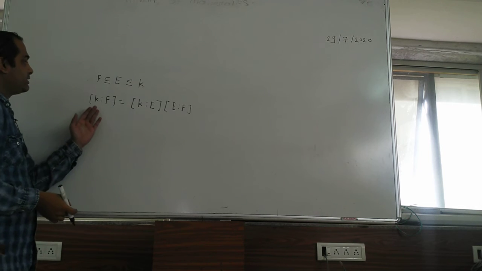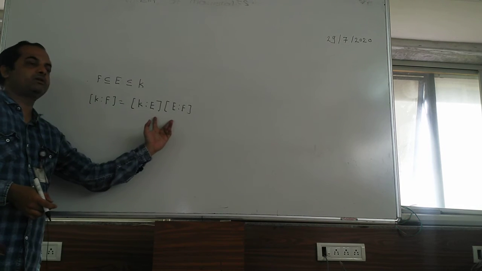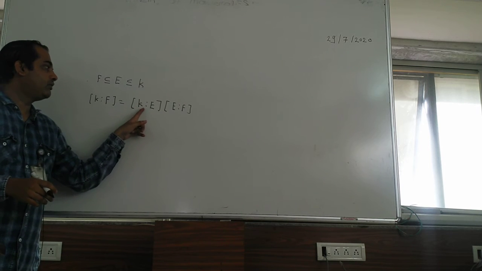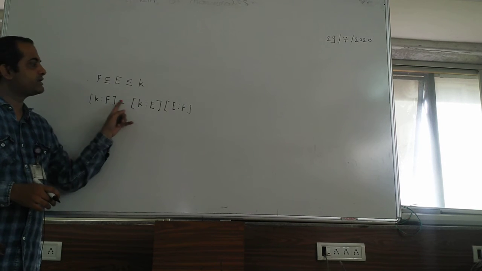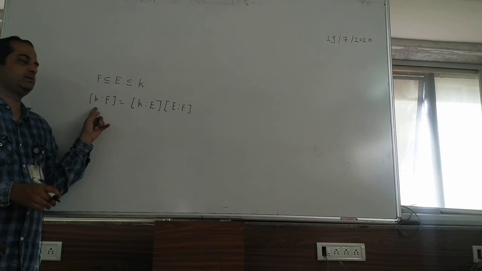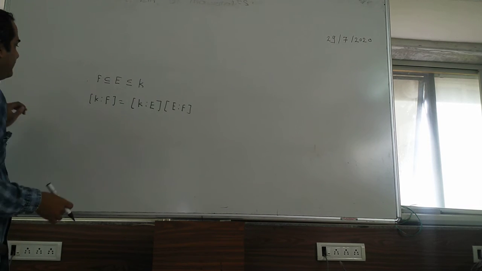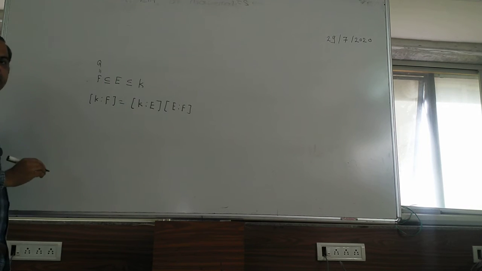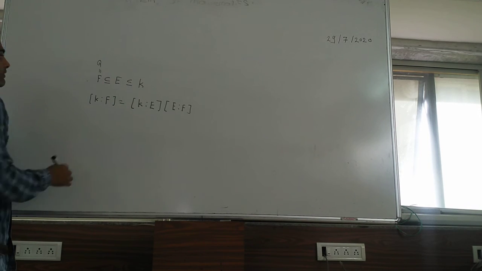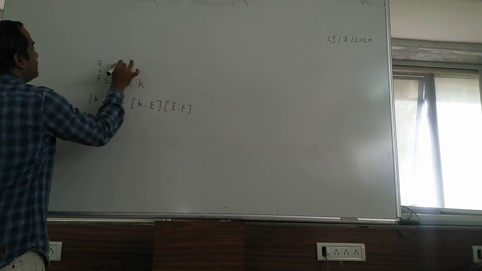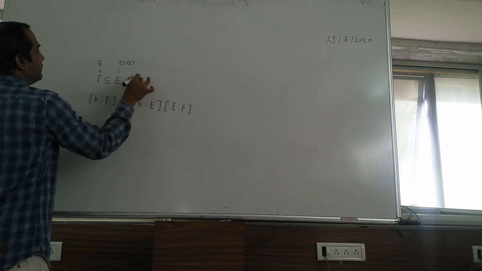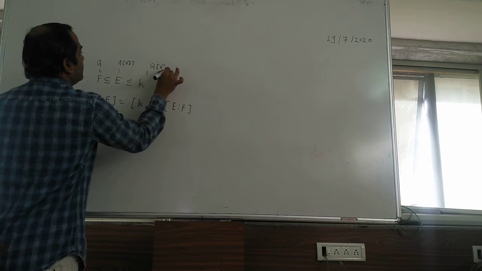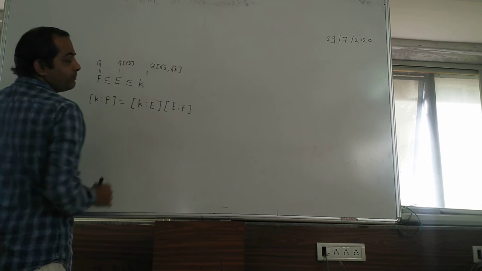This means this value can be factorized. In another way, one can say that the degree of K over E divides this. Similarly, the degree of E over F divides this. Say for example, once again, a simple exercise to understand this: take F equal to Q, E equal to Q root 2, and K equal to Q root 2, root 3.